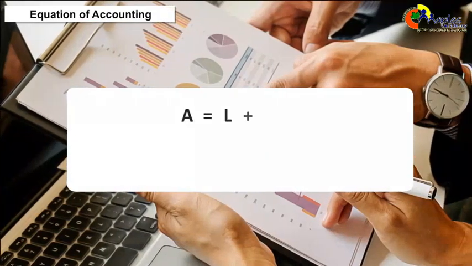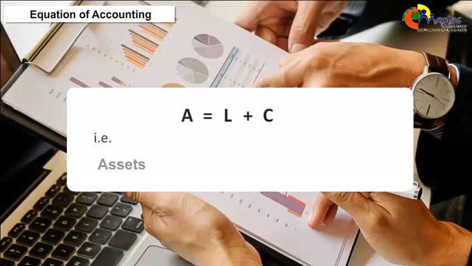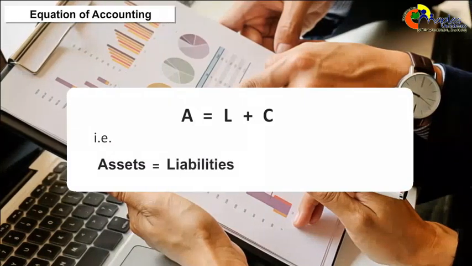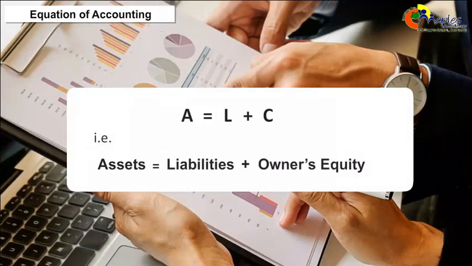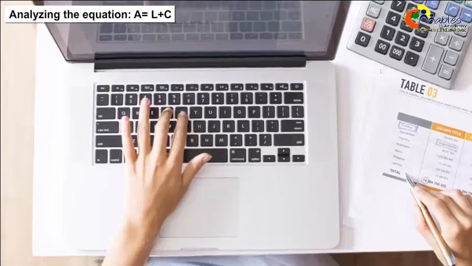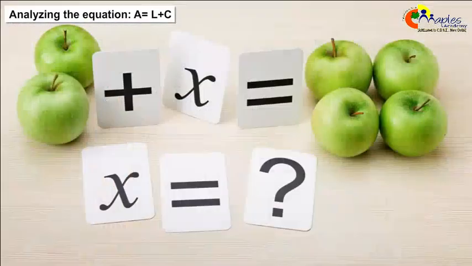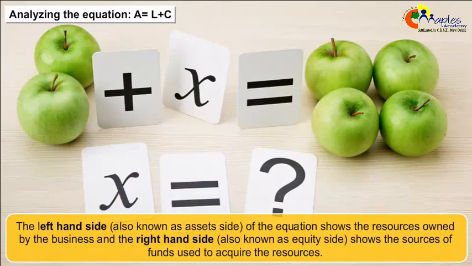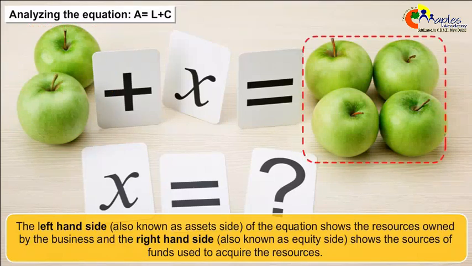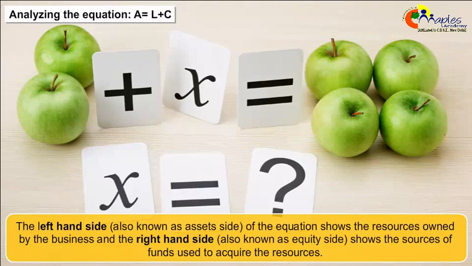A is equal to L plus C, that is, assets is equal to liabilities plus owner's equity. Analyzing the equation, A is equal to L plus C. The left-hand side, also known as the asset side of the equation, shows the resources owned by the business, and the right-hand side, also known as the equity side, shows the sources of funds used to acquire those resources.